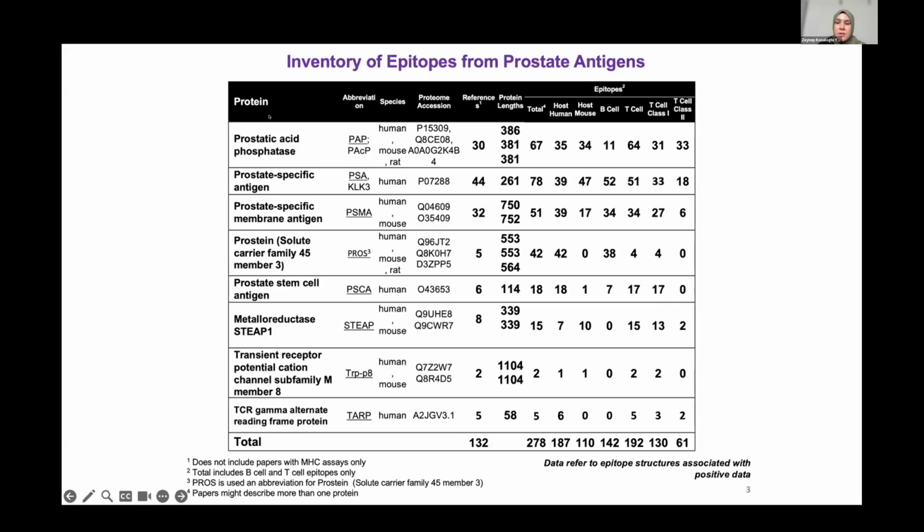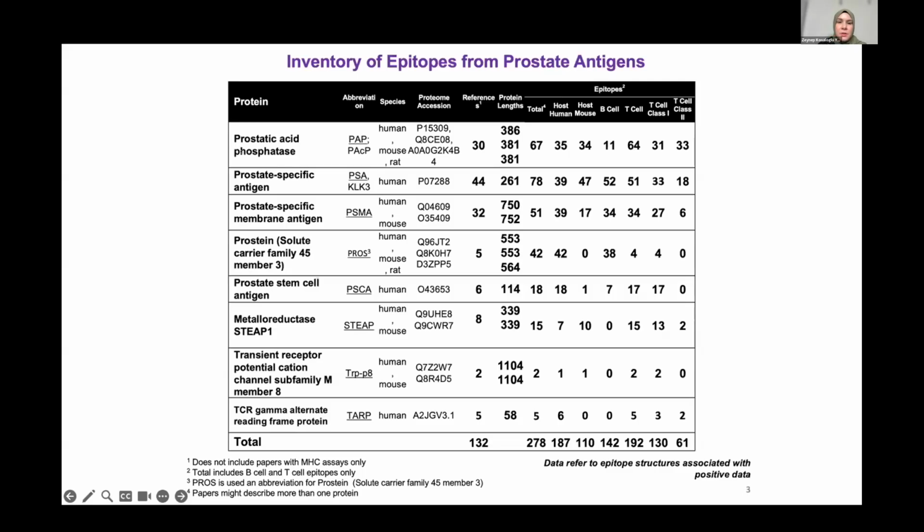So the 3 most studied antigens are these first 3, PAP, PSA, and PSMA. You can see they dominate these numbers in terms of references, but also in terms of proteins and epitopes. So this is also where we'll go into a little more detail in the next few slides.